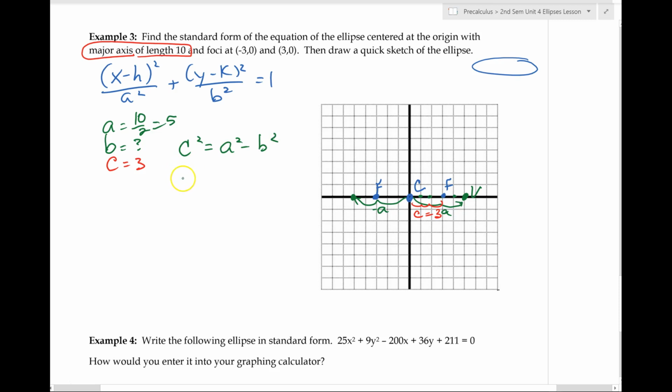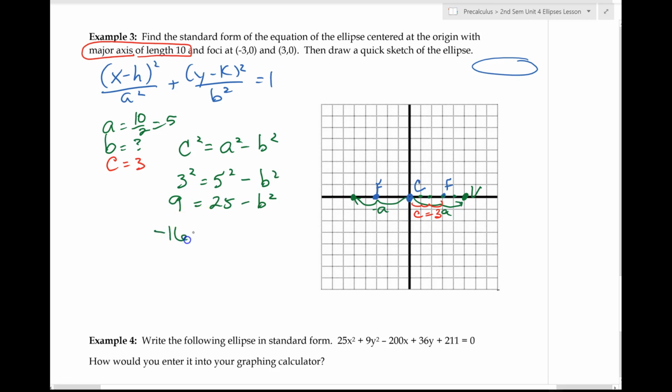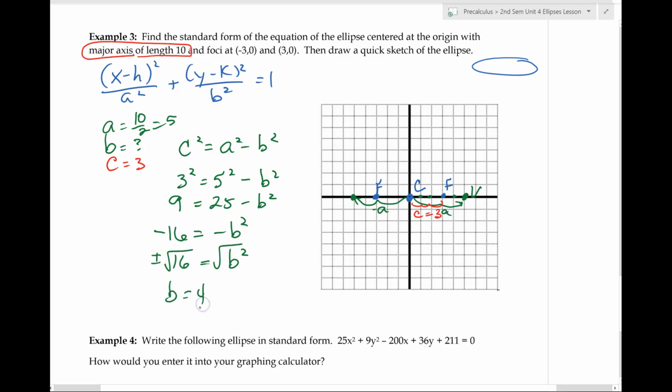So what's c? c is 3, so 3 squared. We found a to be 5 because the length of the major axis was 10 and you divide it by 2. So it's 5 squared minus b squared. So we get 9 equals 25 minus b squared. Subtract the 25 over, that's a negative 16 equals a negative b squared. b squared is equal to 16. Plus or minus, we know b is equal to 4. All right, so we got b is equal to 4.